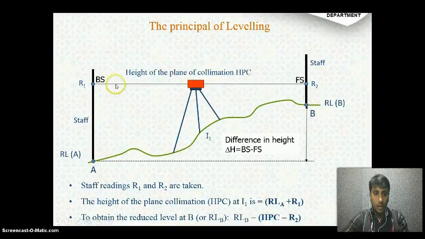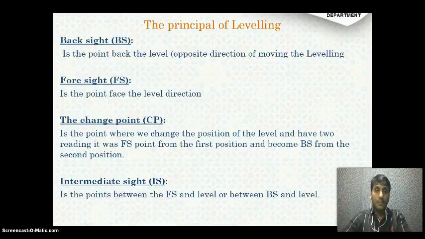To find this height, you took the known RL and added the staff reading, which gives the height of plane collimation. So from this height, if you deduct the staff reading R2, you can calculate the RL of B. That is the formula: height of plane collimation minus R2. This is the basic principle of leveling.